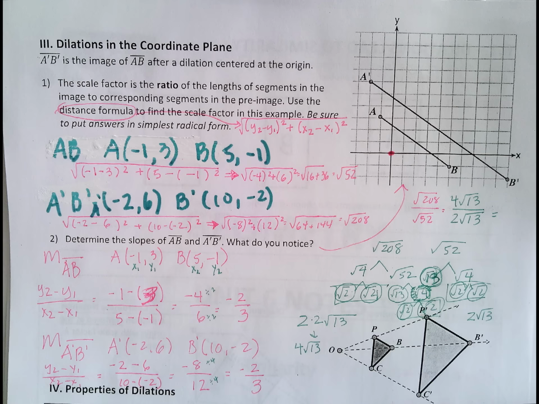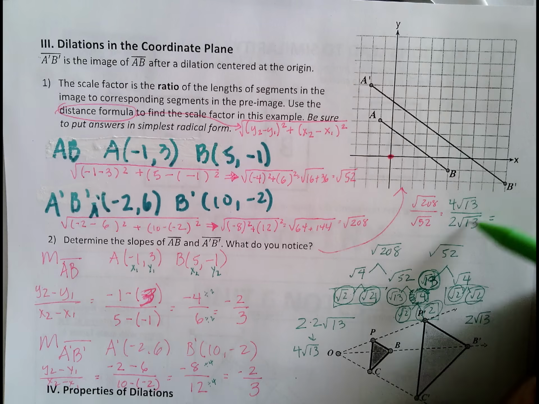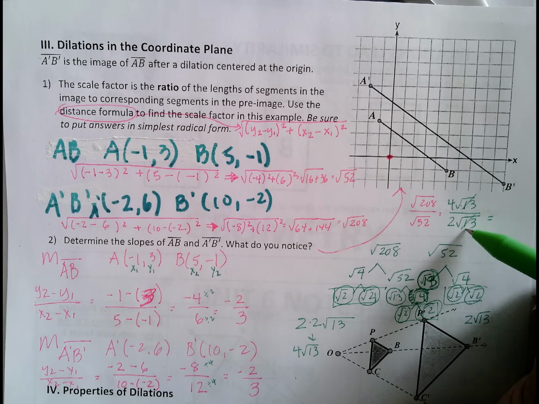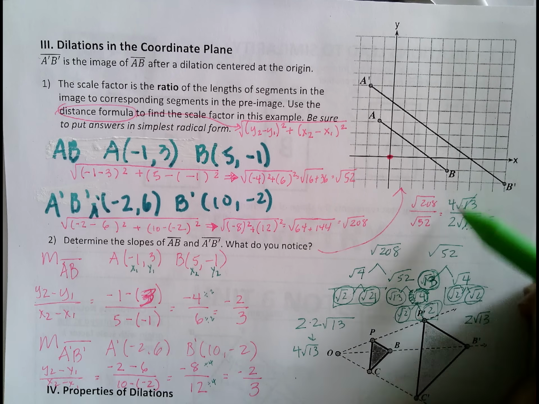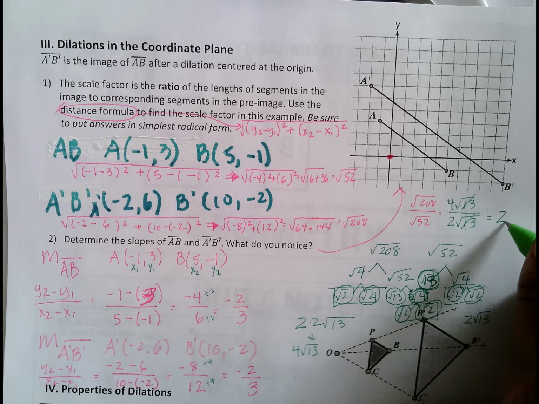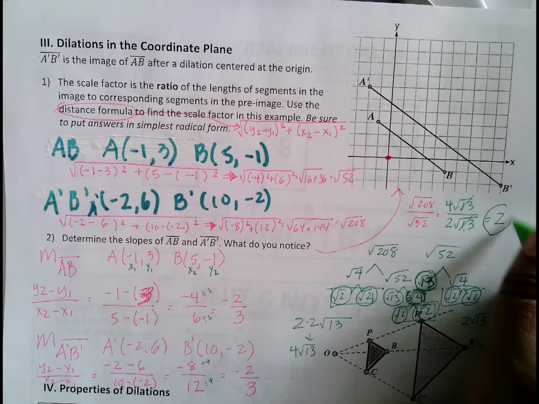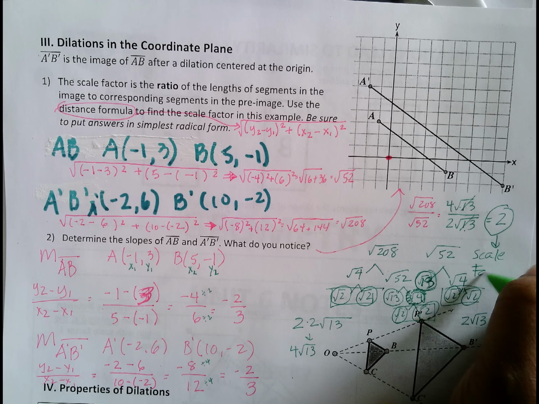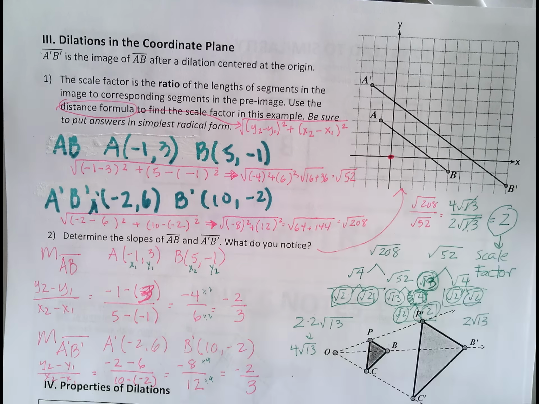Okay, so you do have to simplify in order to get the solution here. These are going to cancel because it's the same value. Radical 13 divided by radical 13 is just the number 1. And 4 divided by 2 is 2. So the answer here is 2, meaning that this is your scale factor.